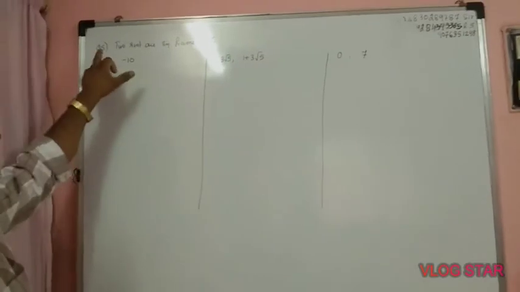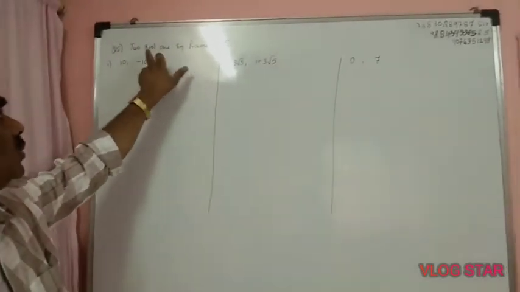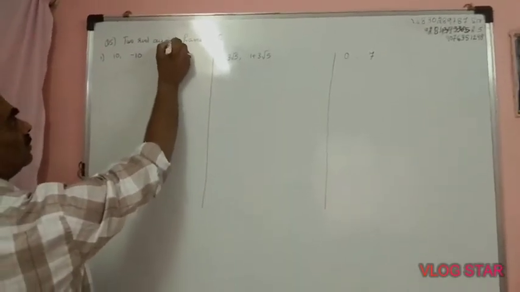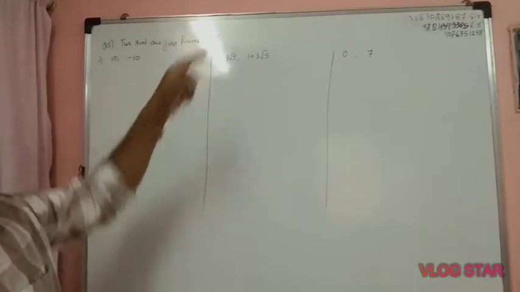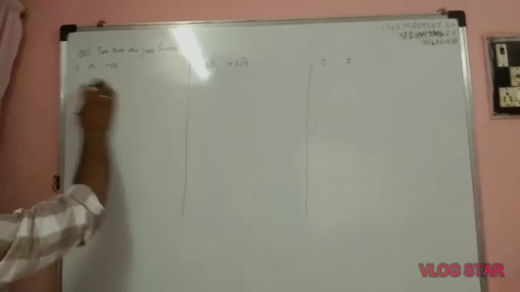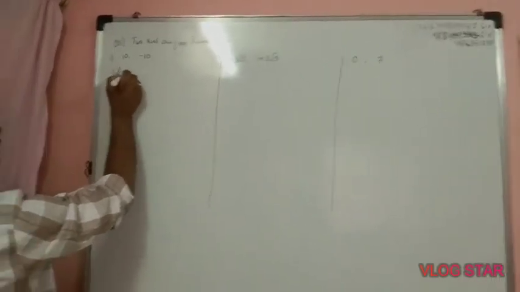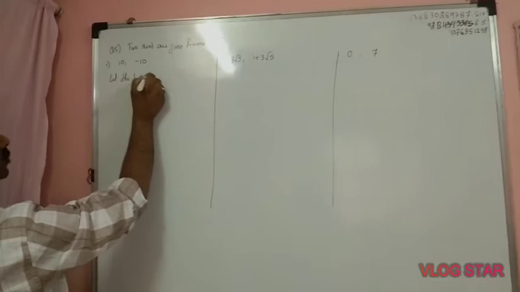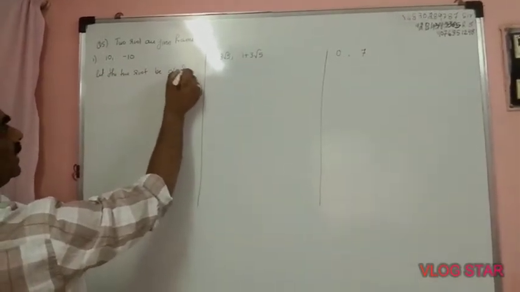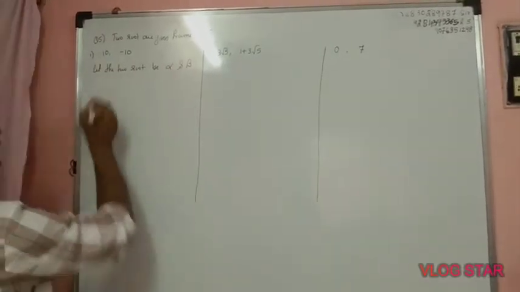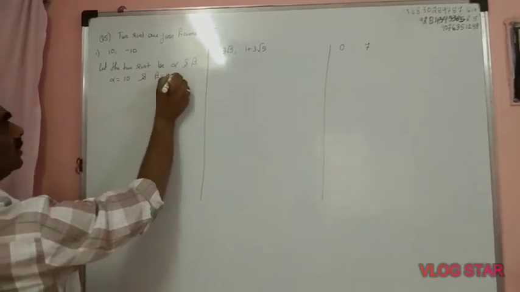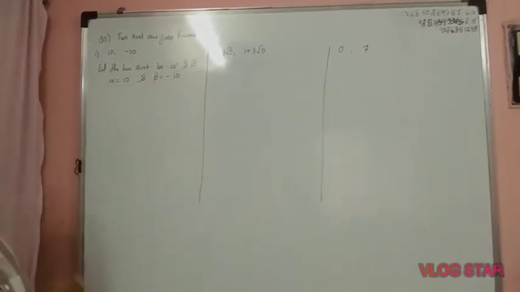See, question number 5. Two roots are given. Frame the quadratic equation. How to frame the quadratic equation? Now see here. First of all, let the two roots be alpha and beta. Right? So alpha is what? 10 and beta is what? Minus 10. Right? To find the equation, first find what?